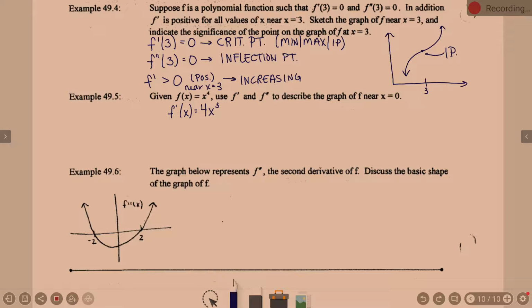So here's the deal. I need to think about, like if you think about a number line, here's 0 in the middle, right? How do I decide what's going on to the left? Actually, did I show it in my notes? Okay, so first of all, we need critical points. Well, I guess no, it said near x equals 0, didn't it?